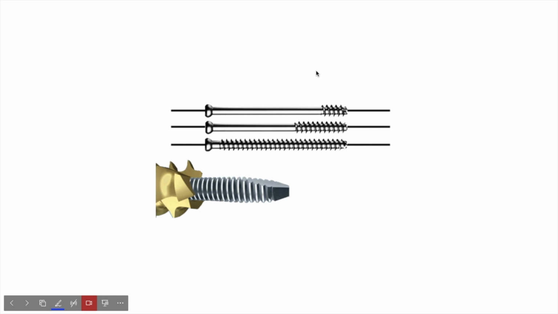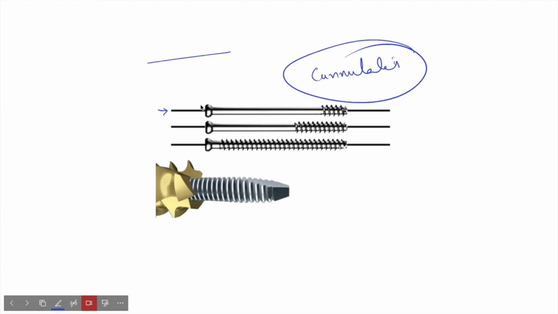We also have cannulated screws like this. Usually the cancellous screws can be passed over a guide wire, right? So if you want to reduce a fracture, you can temporarily reduce it with a guide wire, then drill over it using a cannulated drill bit and follow it up with a cannulated screw. Therefore, we also have what is called a cannulated screw for the application of screws over a guide wire.